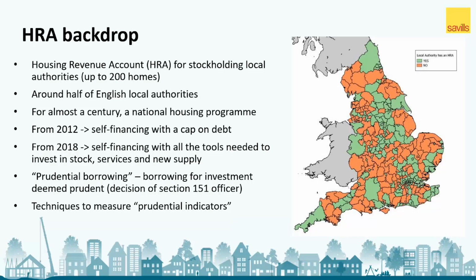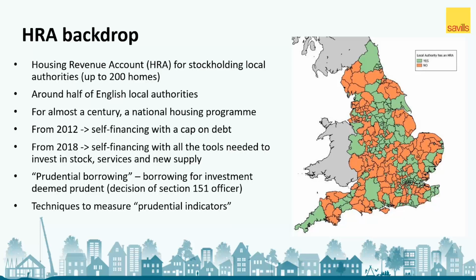But what I wanted to pick out in particular was that from 2012, you might have heard of the phrase self-financing. That's when the national system of council housing and the National Housing Programme was abolished, and we gave an opportunity for local authorities to run their own HRA according to their own decision making. So that's what we call self-financing. Now, when we first did the self-financing deal back in 2012, the government imposed a cap on the amount that we could borrow to invest in new builds.